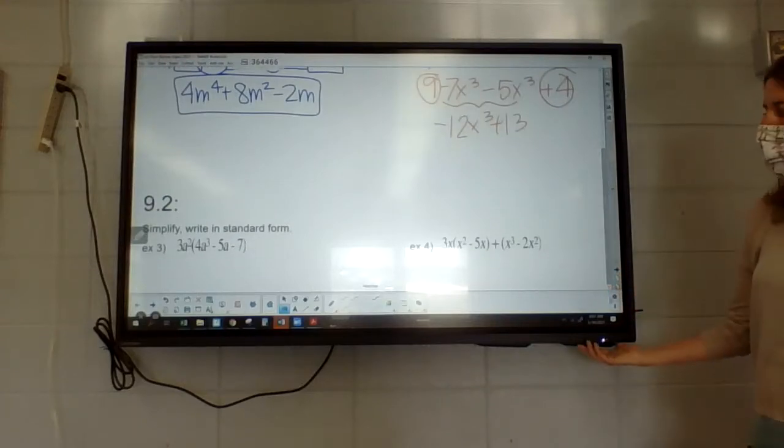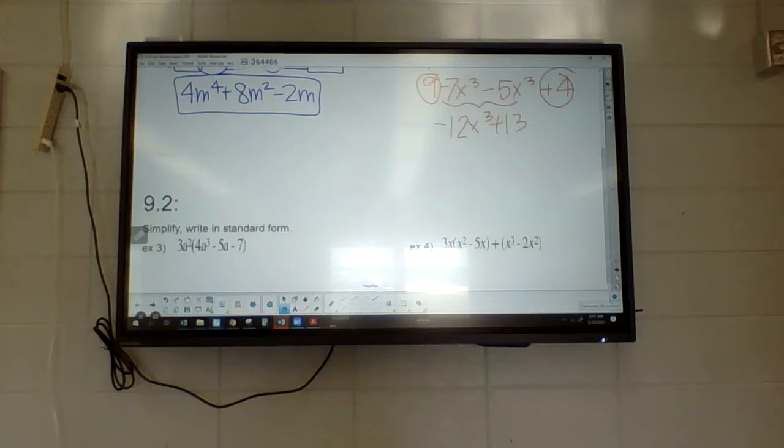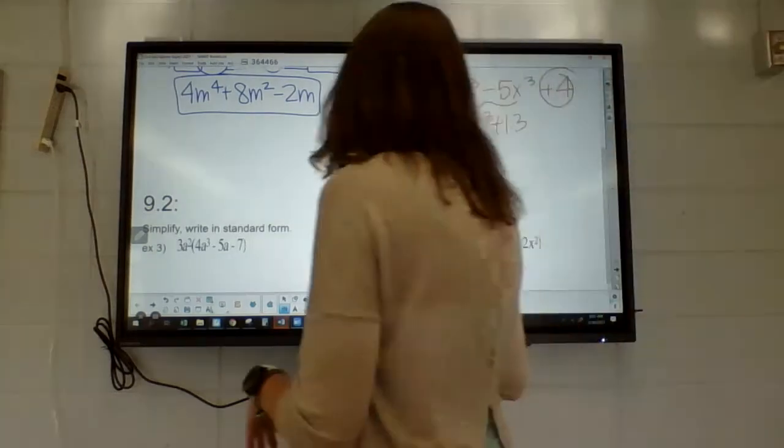The next one is when we started multiplying by a monomial, multiplying with a monomial.